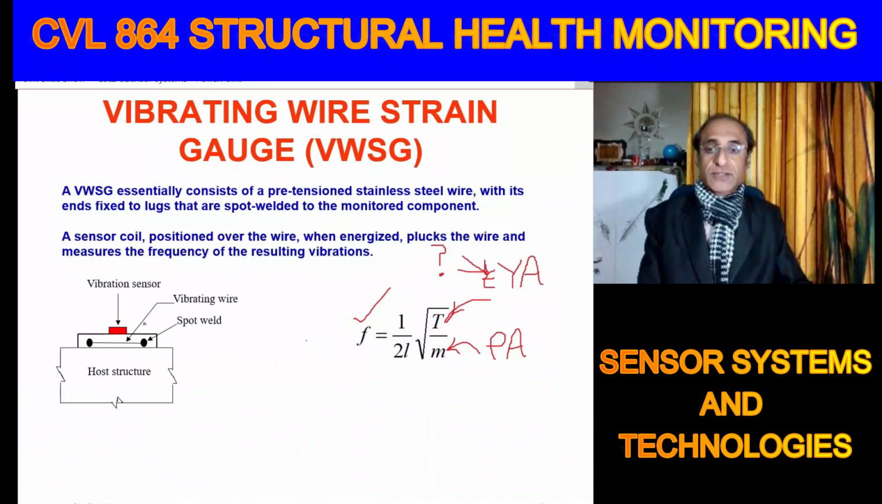So imagine that you have installed this vibrating wire strain gauge in your component, and at that time the component is not loaded but there is pre-tensioning in the wire.